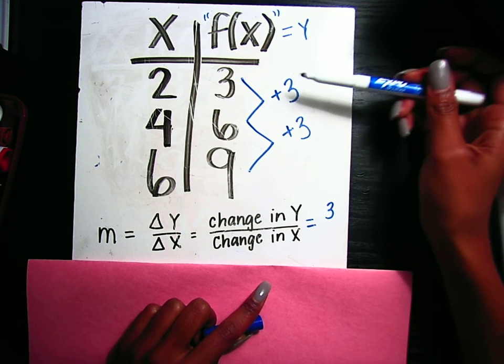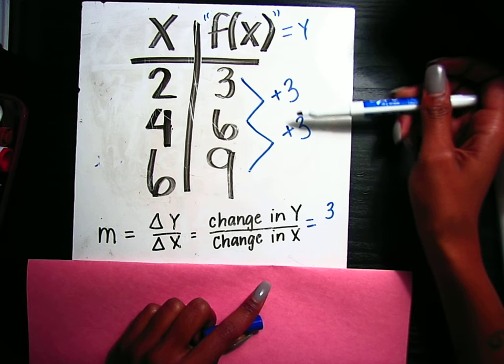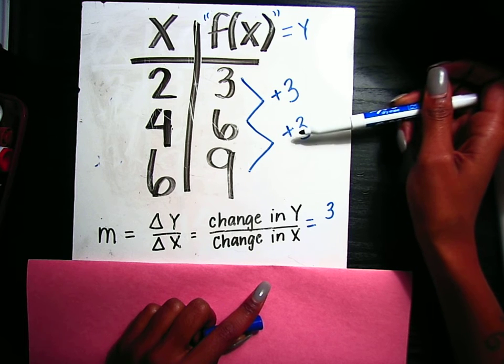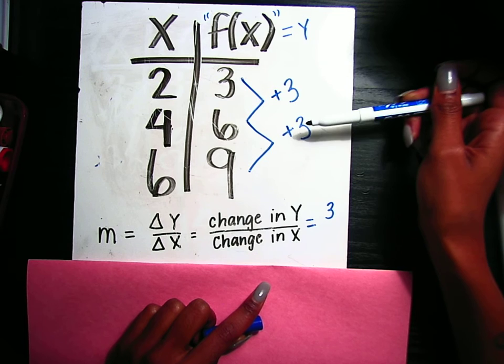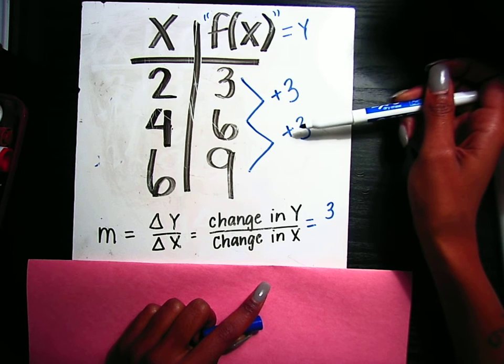This wouldn't work if we went up by 3 the first time and then went up by 4. That's not constant. When you're looking at slope, make sure you're looking at the constant change in y.